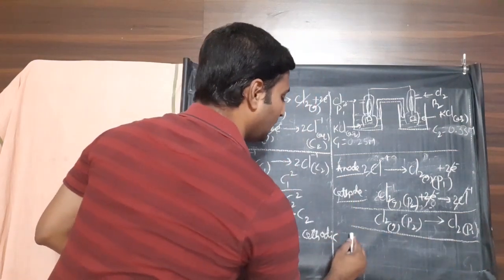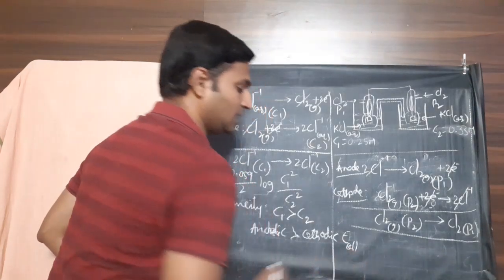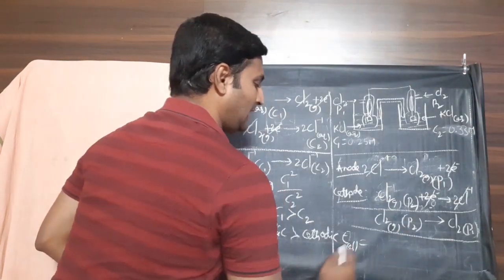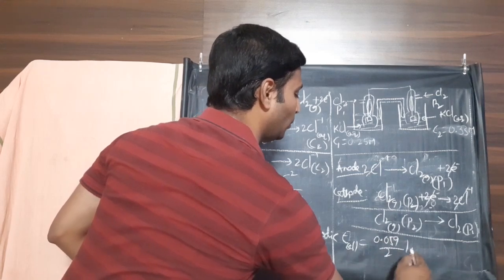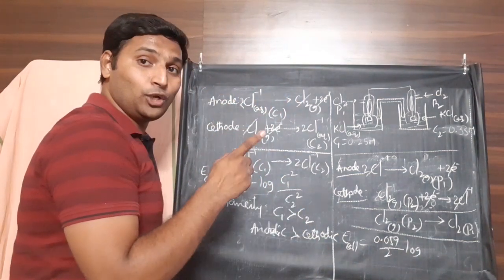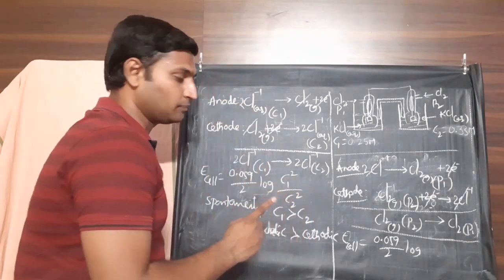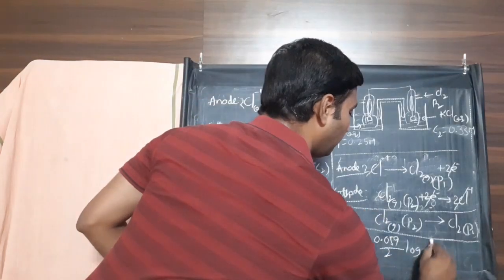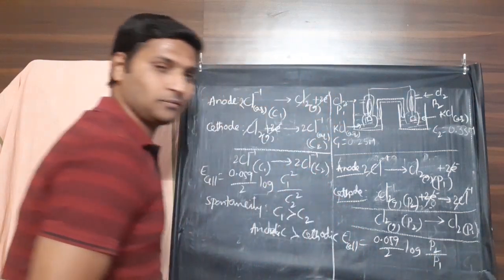Now, how do I write the Nernst equation for this? E cell is equal to 0.059 by 2 log of, I told you, reactant by product, right? So, partial pressure P2 divided by partial pressure P1.